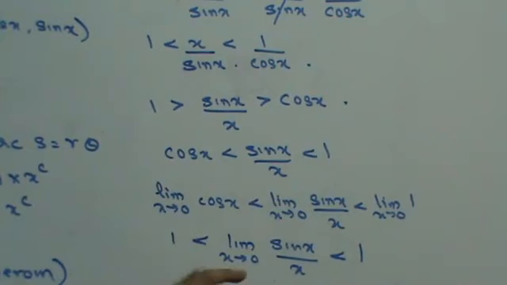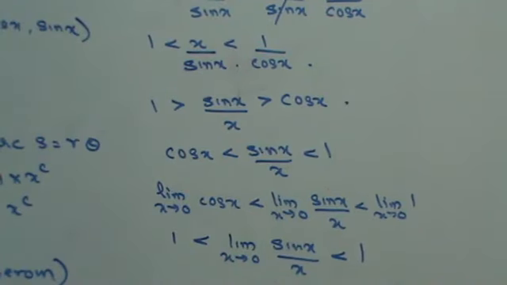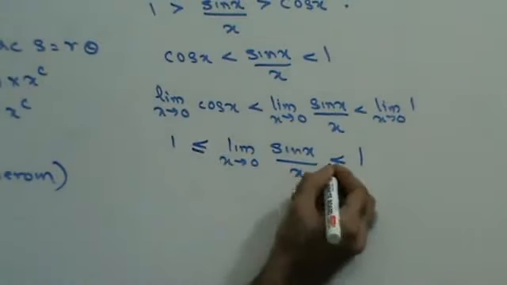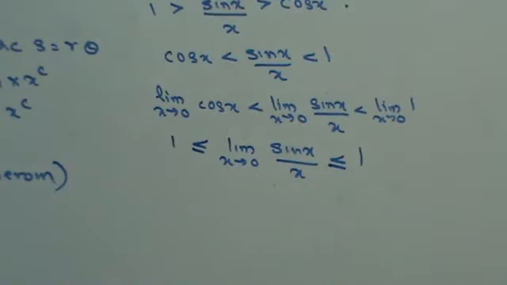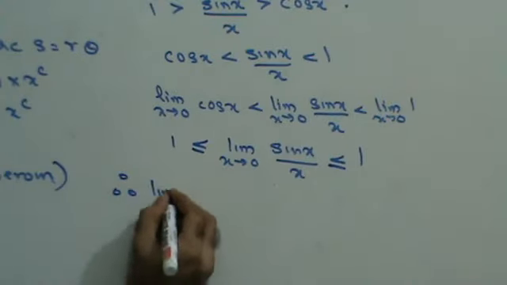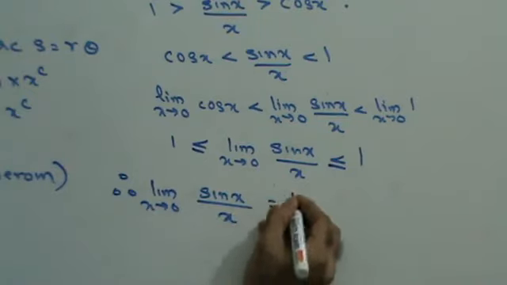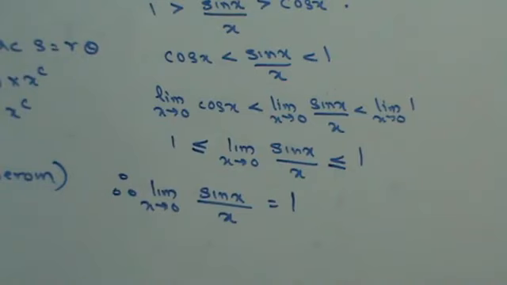But here we have a peculiar situation. How can a number be simultaneously less than 1 and greater than 1? It is not possible, hence we put an equal to sign here. Therefore, you will get limit of x tends to 0, sin x upon x is equal to 1. Because that is the only condition under which this inequality will be true.